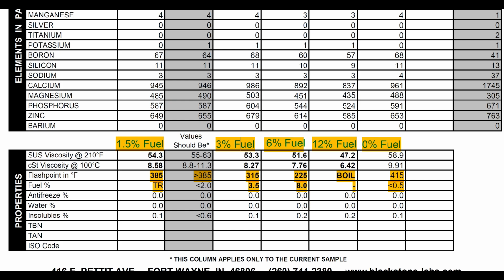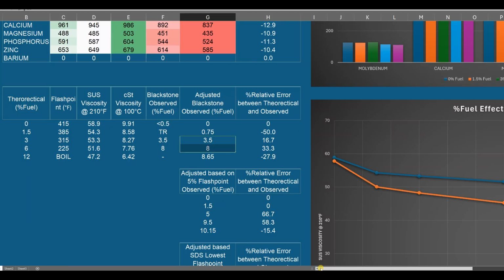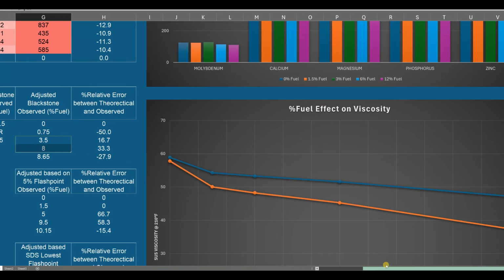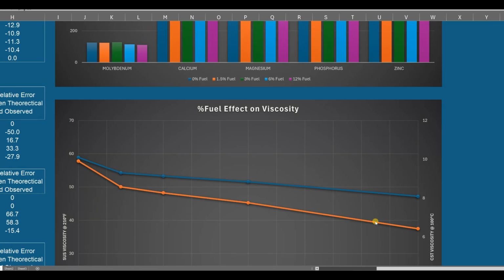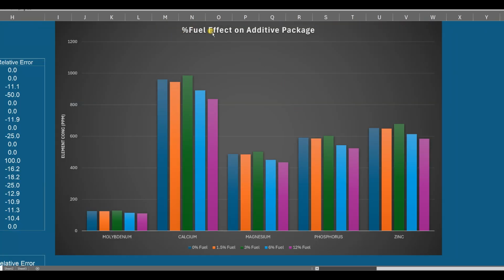So there's that. All right, so let's go back and take a look at these graphs real quick, for people that like visuals, and I like visuals as well. Here's the fuel percent effect on the additive package. As you can see, at 0% in all cases, all the way over to 12%, it drops.